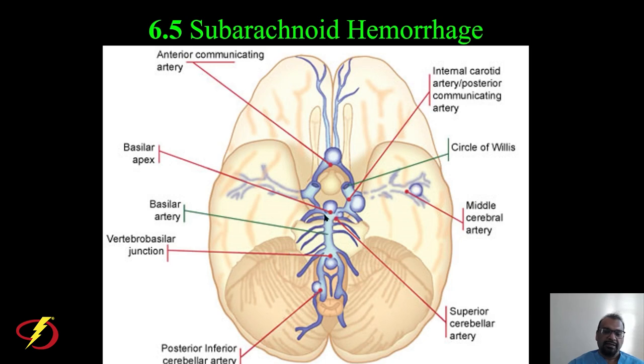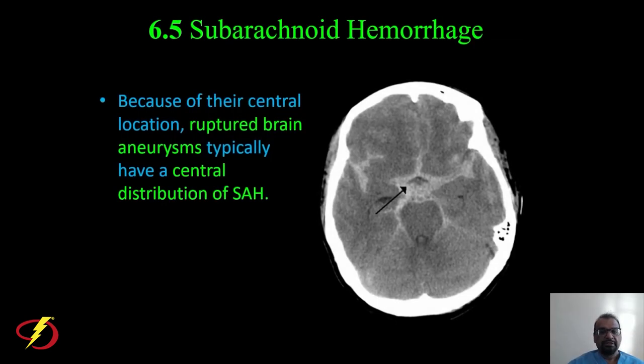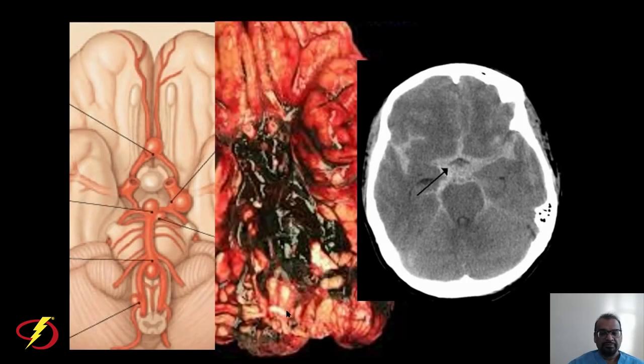And again, these vessels are not within the brain. They're housed within the subarachnoid space between that arachnoid membrane and pia. Because of their central location, ruptured brain aneurysms typically have a central distribution of subarachnoid hemorrhage. And here we could see all of this blood in this thing here called the suprasellar, which means star-like cistern, which is centrally located. All of this subarachnoid hemorrhage, which is not technically in the brain, this is covering the brain, is centrally located. So again, why is that? Because most aneurysms occur around or adjacent to the circle of Willis.